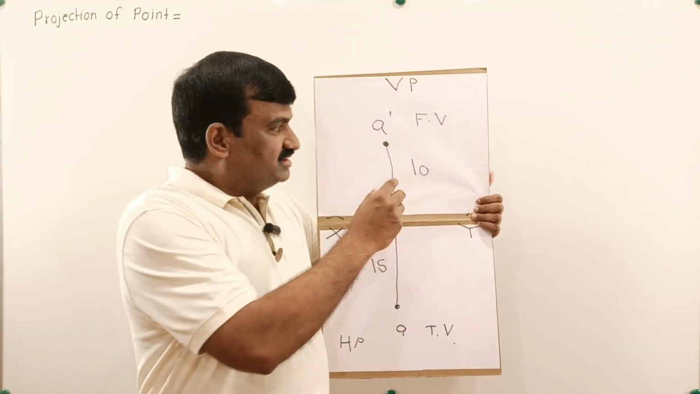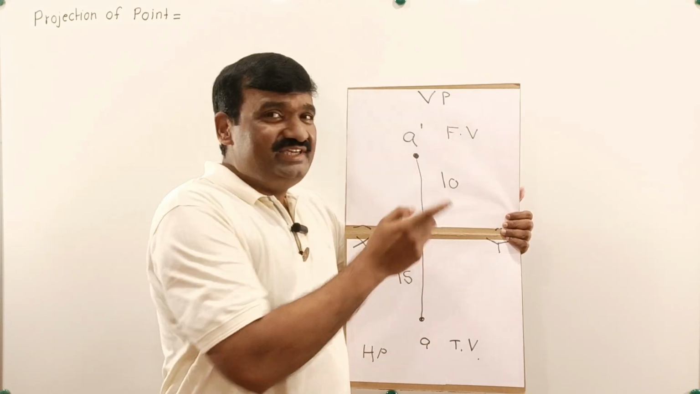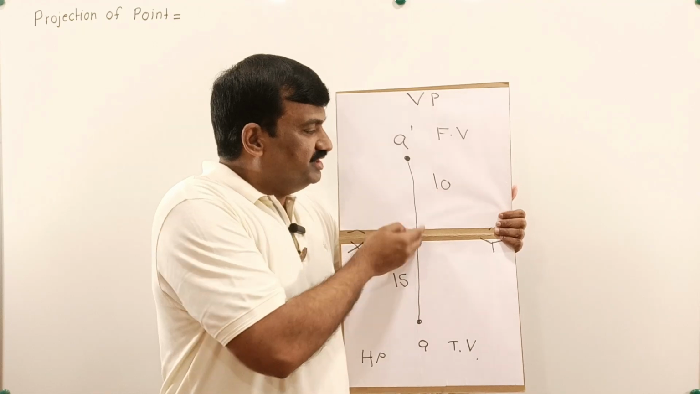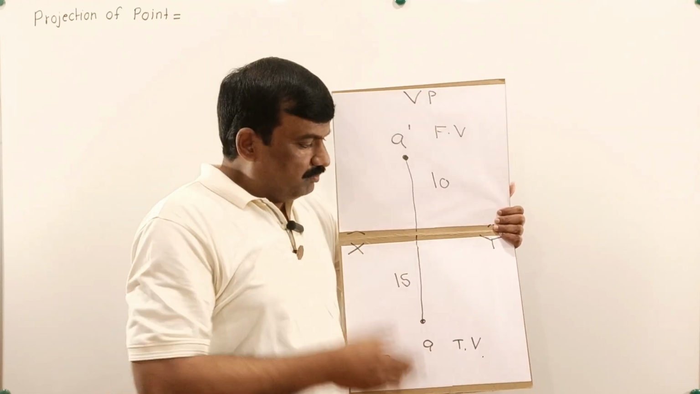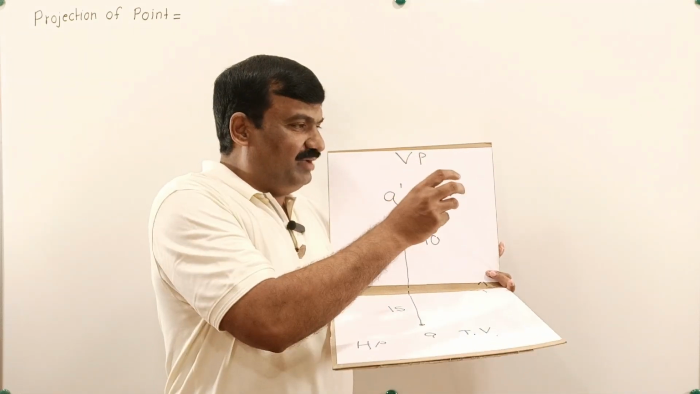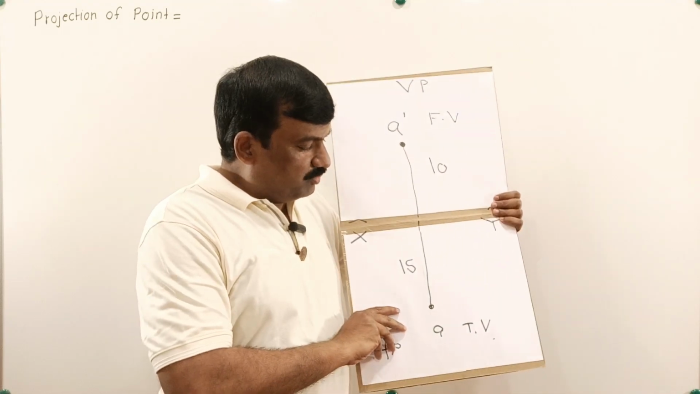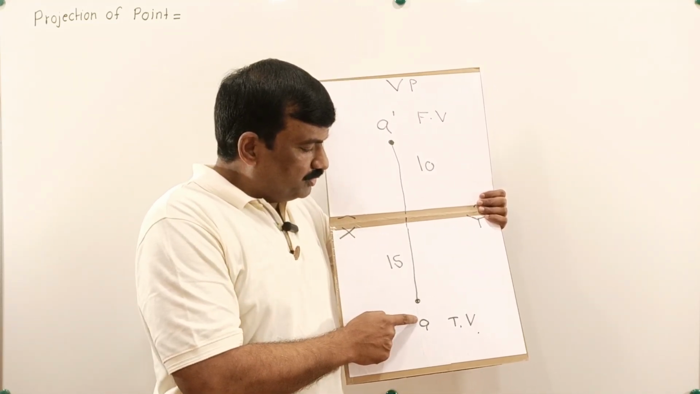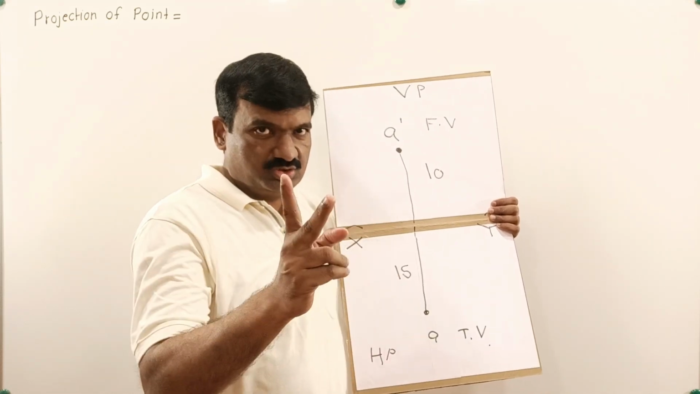Right. So they told us the point is above HP, this is the XY line. So when any point is 10 mm above HP, its meaning is that its front view is 10 mm above the XY line. What is given? The point is 15 mm in front of VP. So when any point is 15 mm in front of VP, then the top view is 15 mm below XY. These are the two concepts.